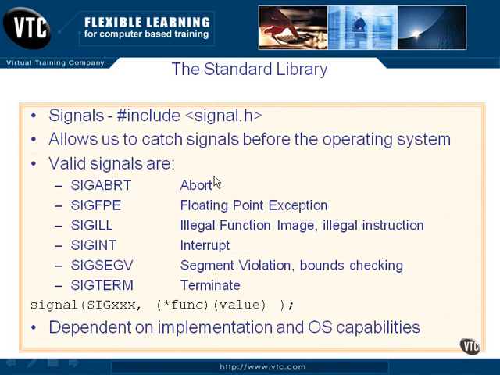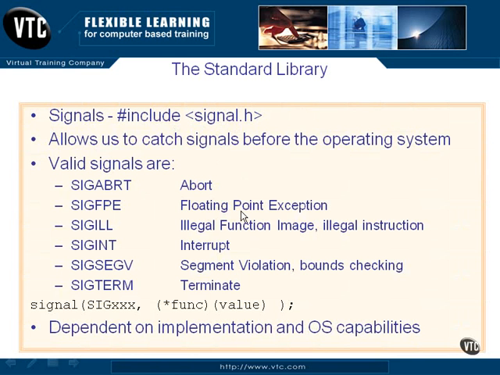This last one we'll look at in this video is signal.h, and we do a pound include of signal. What this allows us to do is to catch some signals that happen before the operating system gets a hold of them. For example, an abort. If a SIGABRT comes into us, or the abort function is called, we can grab it before the abort occurs and possibly do some things, clean up, close some files, stuff like that, and get out cleanly.